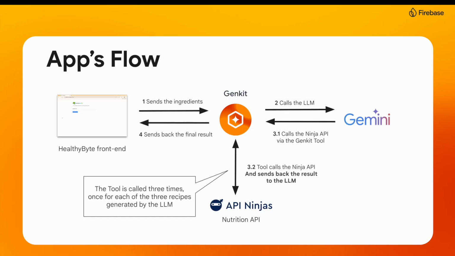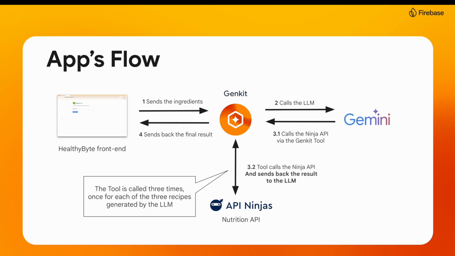All right, last slide before we dive into the code. Let's walk through the app's flow as illustrated in this diagram. First, our web front-end calls an HTTPS callable cloud function exposed via Genkit, passing in the list of ingredients. That triggers the execution of a Genkit flow, which uses the AI plugin to call the Gemini LLM.